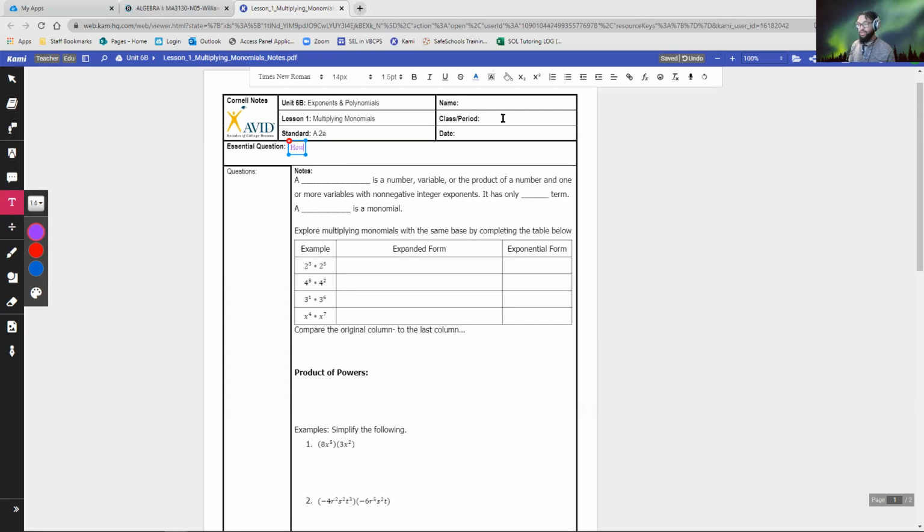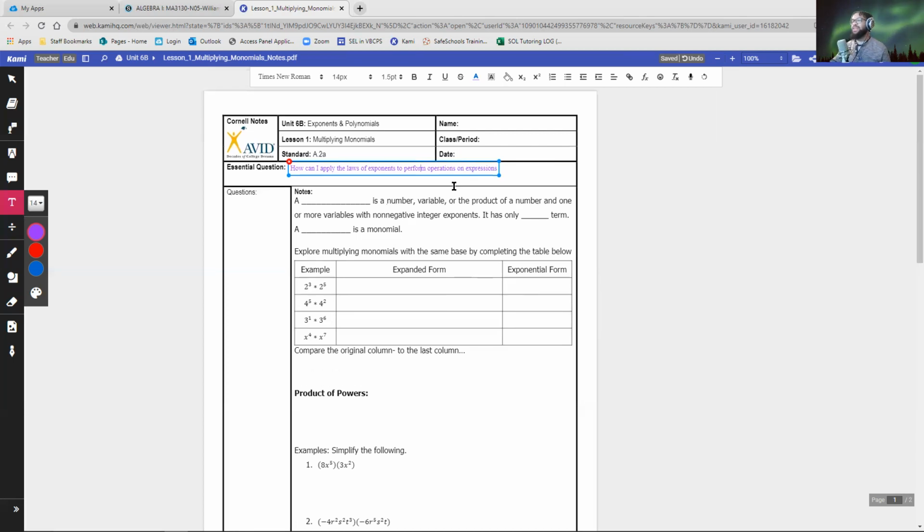Let me type that better. How can I apply the laws of exponents to perform operations on expressions? I got a little bit of a typo there. Perform, not "perfom." That's not a word. So how can we apply the laws of exponents to perform operations on expressions? That's our essential question.